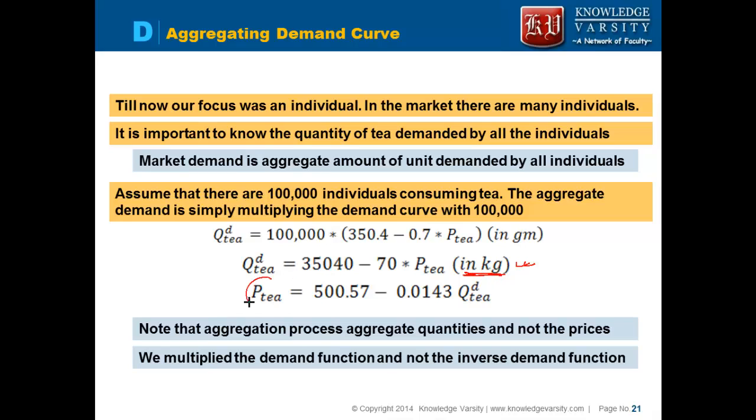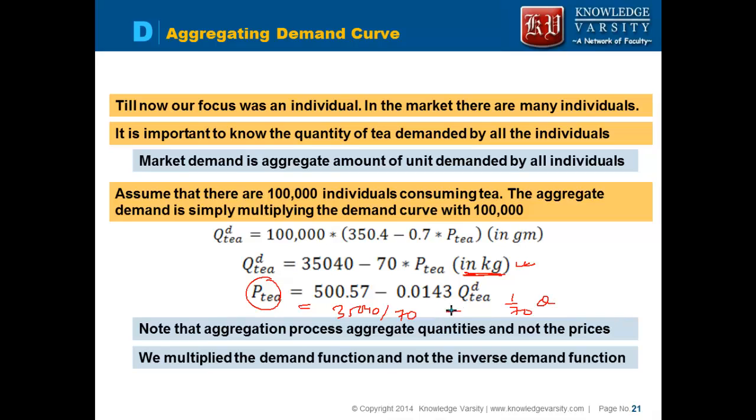So what is the price of the tea? The price of the tea will become 1 by 70. So you will bring this here. So price of tea will be equal to 35040 divided by 70 minus 1 by 70 into quantity.